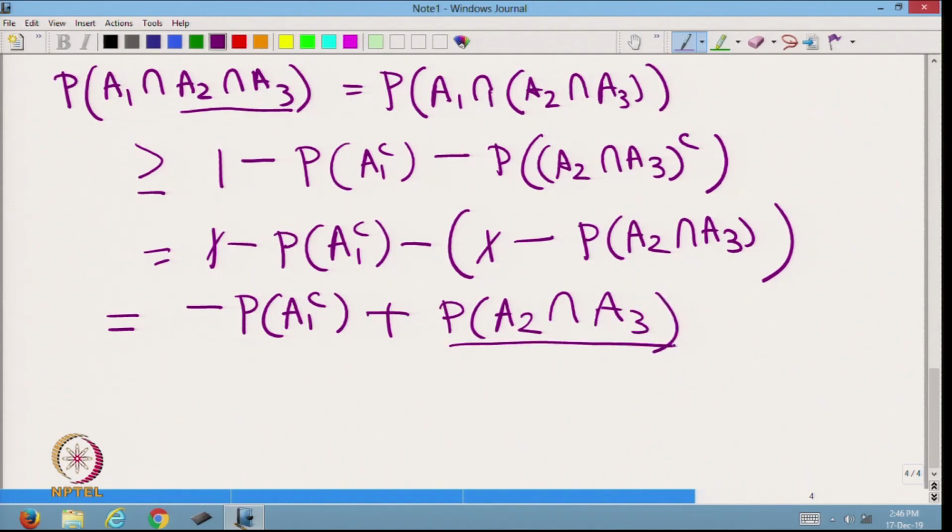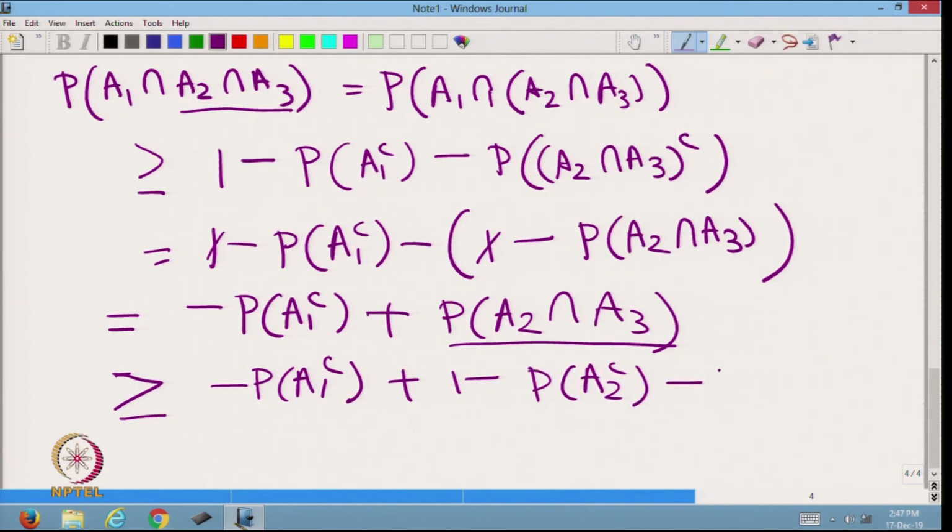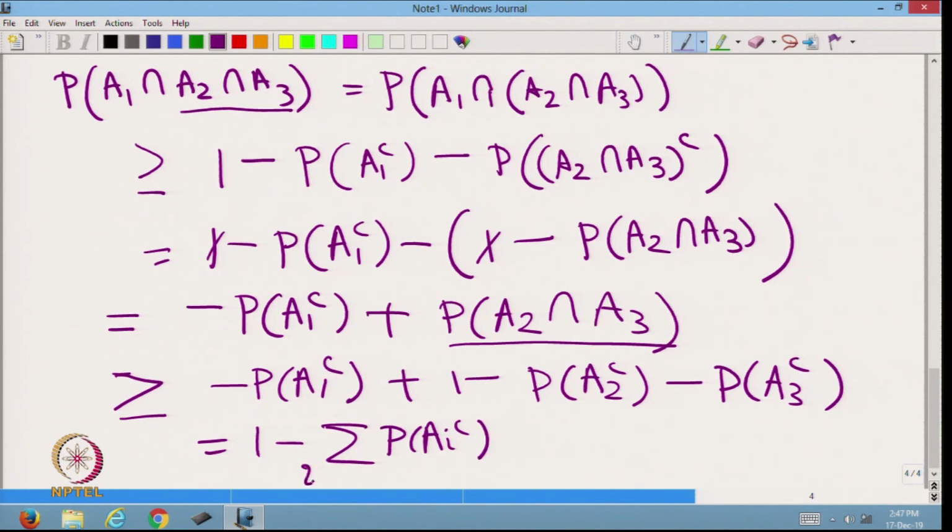Now, because of the hypothesis that the inequality is true for two events, we can write it as greater than or equal to 1 minus probability of A1 complement minus probability of A2 complement minus probability of A3 complement, which is nothing but 1 minus sigma probability of Ai complement, i equal to 1 to 3. Therefore, we have proved it for n equal to 3.